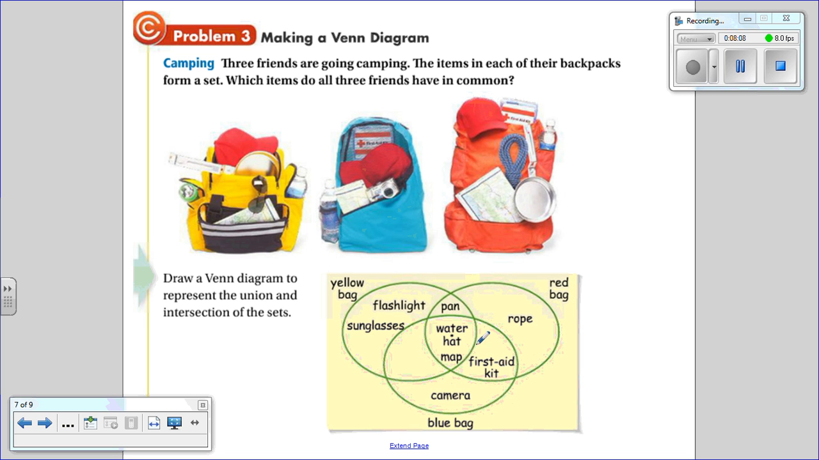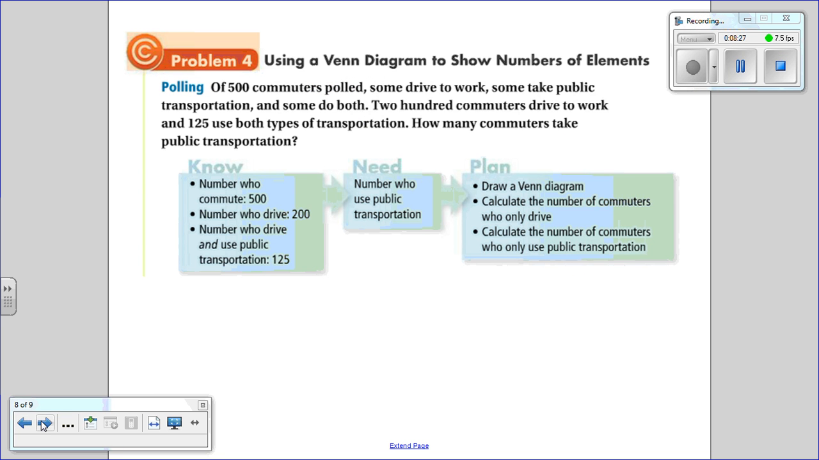The only person who has a rope is the red bag. In the blue bag, you have a camera, first aid kit, water, hat, and map. The blue bag is the only one that has a camera, but it does have a first aid kit, which the red bag also has. So that's how you read this Venn diagram. It's a really good visual representation. All right.